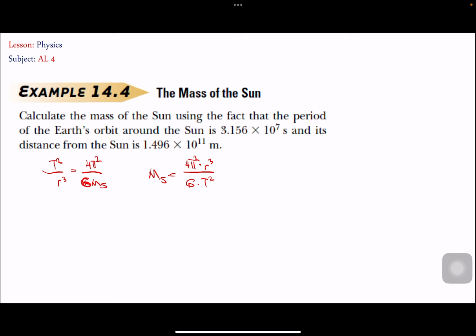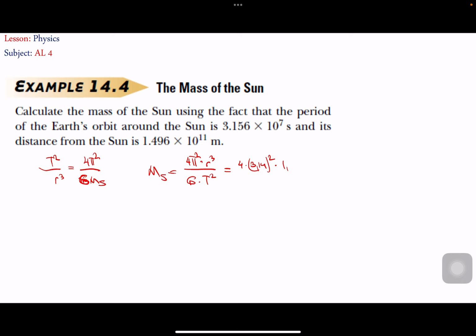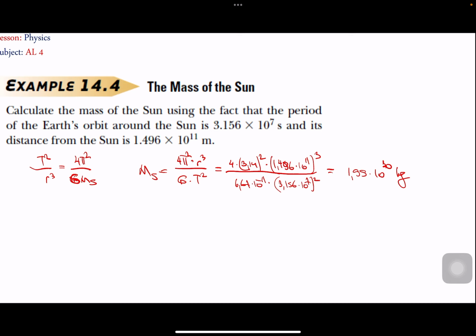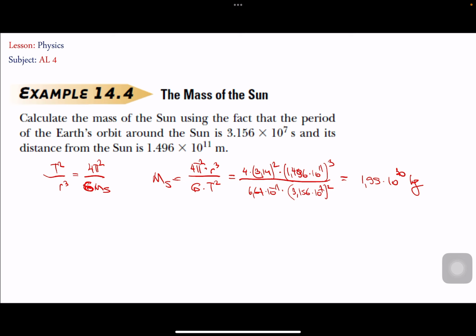That is 4 times 3.14 squared times the radius that's already given, 1.496 times 10 to the power of 11 cubed, and over G, that's 6.67 times 10 to the power of minus 11, times the period, that is 3.156 times 10 to the power of 7 squared. We'll have the number that is 1.99 times 10 to the power of 30 kilograms. So that will be the mass of Sun that you can easily calculate.